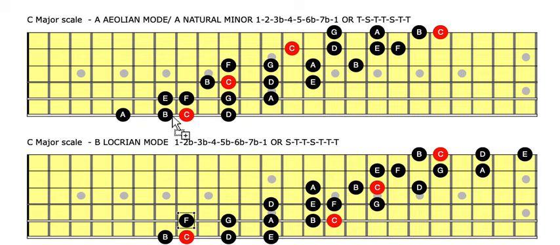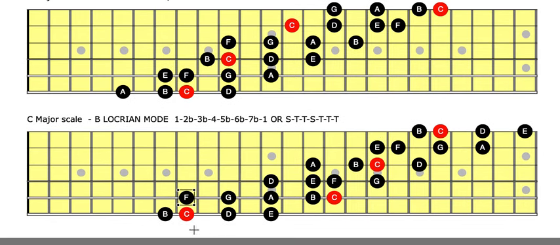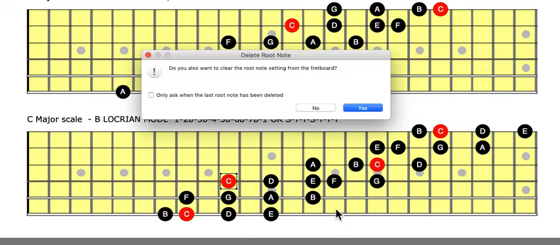So we have A, B, C, D, E, F, G, A, B, C, D, E, F, G, A, B, C, D, E, F. Oh, sorry, we went into the Aeolian mode. That's Aeolian mode. Let's go down to the Phrygian mode. So it's B, C, D, E, F, G, A, B, C. C has to be corrected. Let's go there.